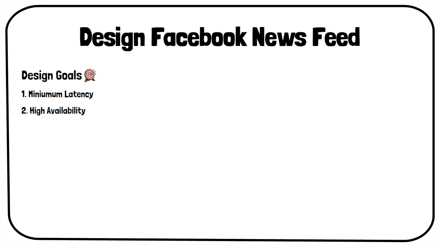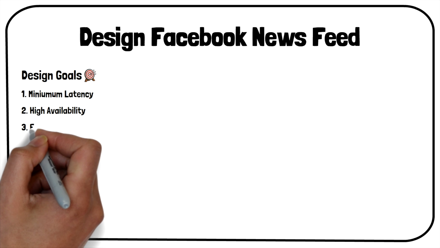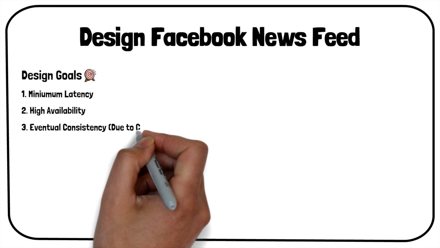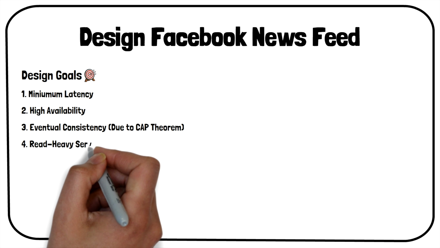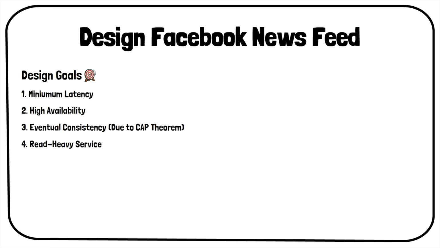Since we are designing a highly available system, and as we know from the CAP theorem, that we can have either high availability or high consistency, thus, we will aim for an eventually consistent system. Also, our system will be read-heavy in nature as more users will be loading their news feed rather than posting statuses on Facebook. Thus, the number of read requests will be far greater than write requests.